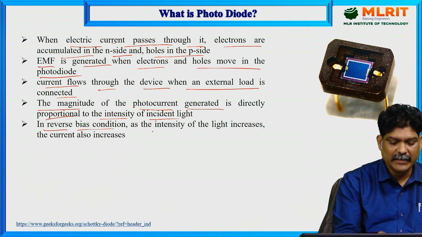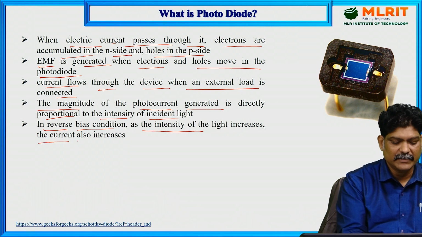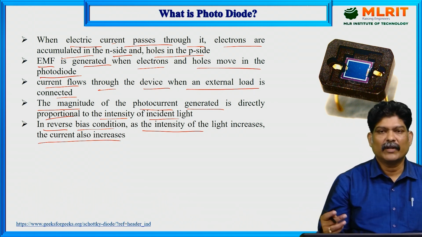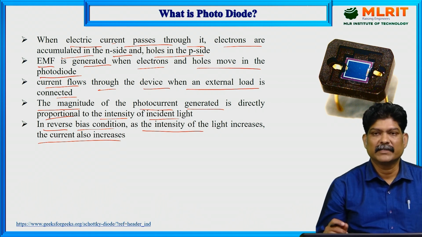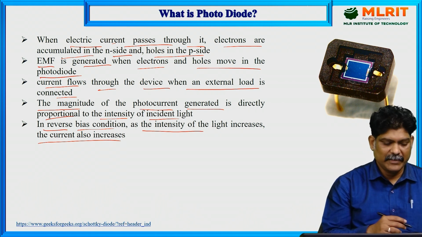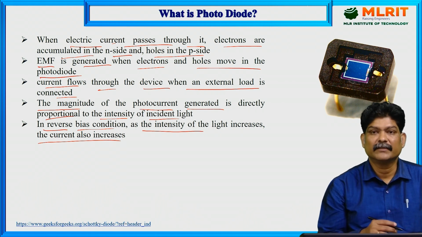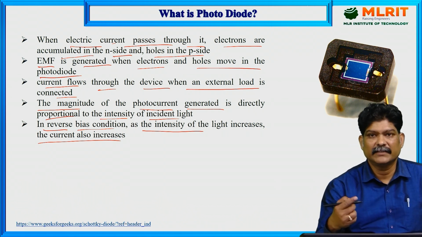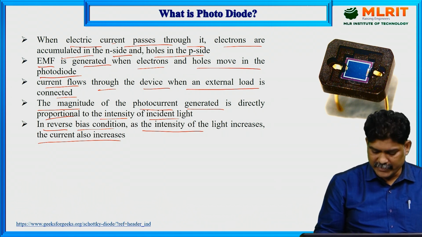In reverse bias condition, as the intensity of light increases, the current also increases. The photodiode is specially designed to operate in reverse bias condition. So in reverse bias, as the intensity of light increases, the current also increases.